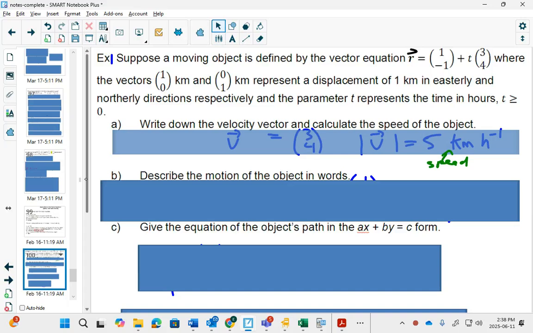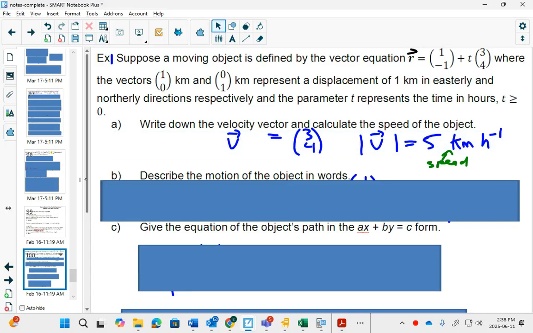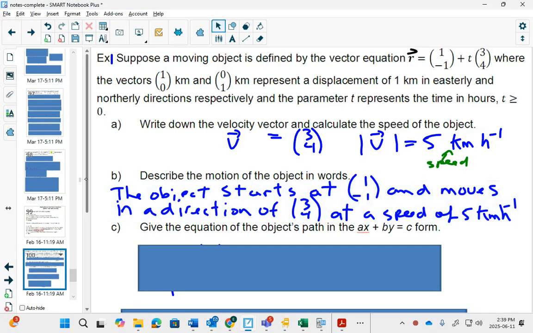Write down the velocity vector. So our velocity vector is 3, 4. Its length is 5. So its speed is 5 kilometers per hour. Describe its motion in words. Okay? The object starts at 1, -1 and moves in a direction of 3, 4 at a speed of 5 kilometers per hour.